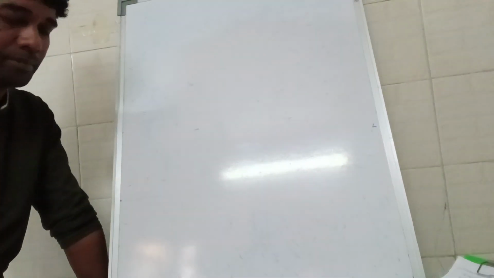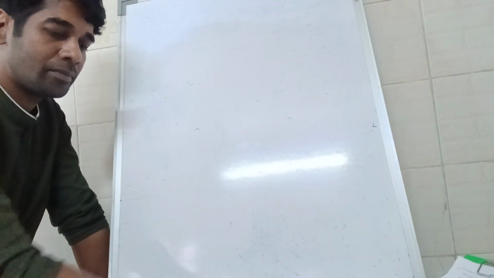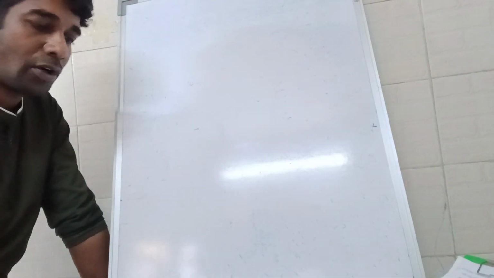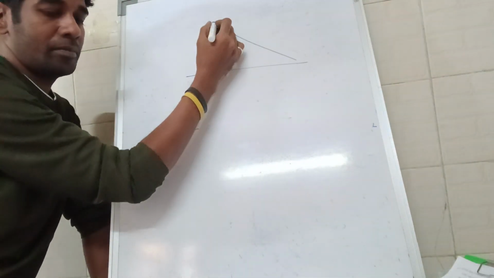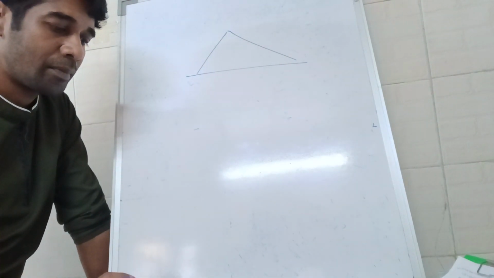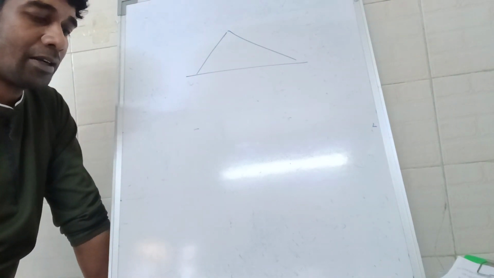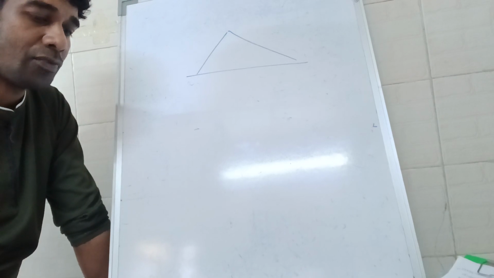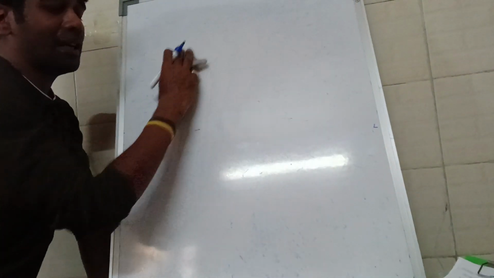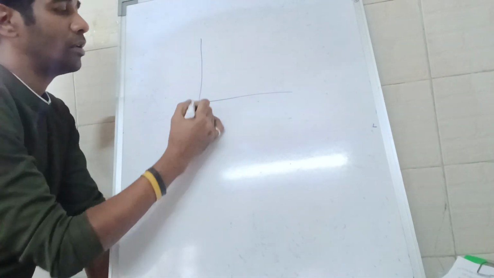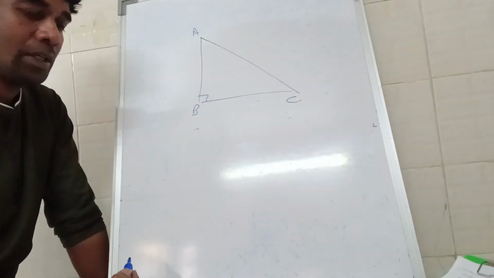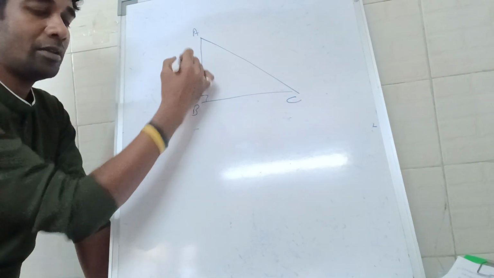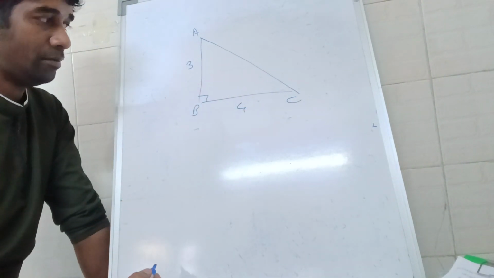Next sum. Draw a right angle triangle ABC in which AB is 3, BC is 4 and B is 90. So my right angle triangle, I'll draw it this way now. B is 90, ABC, in which AB is 3, BC is 4, B is 90.